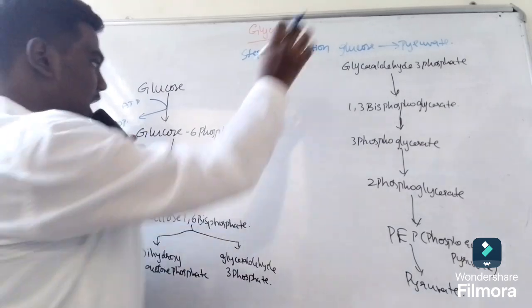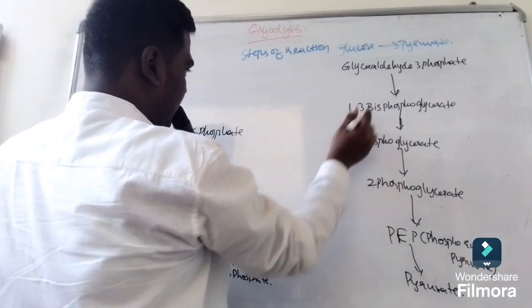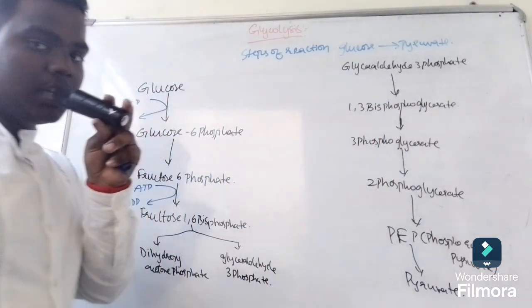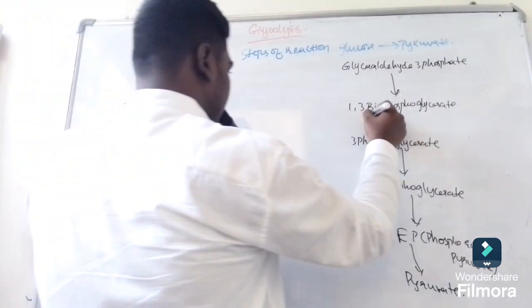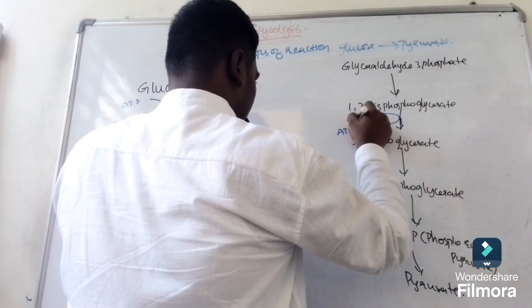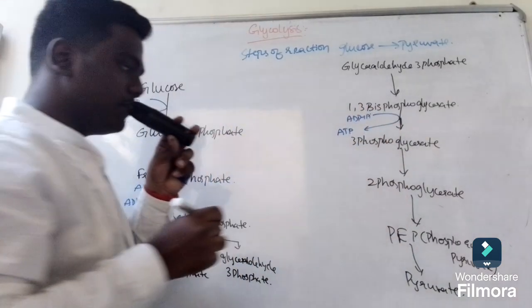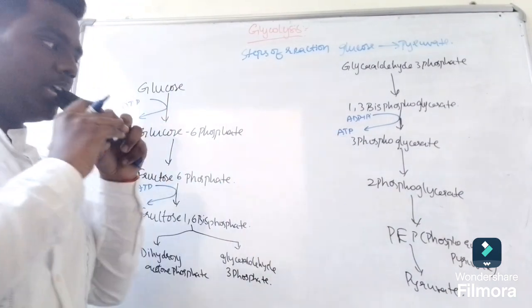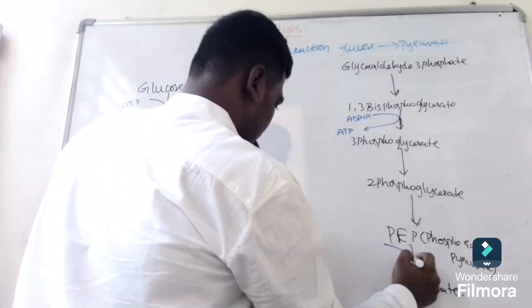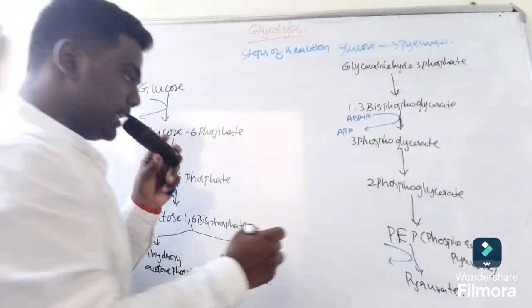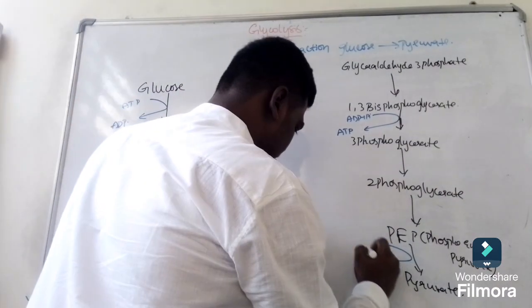At these two steps, that is the conversion of 1,3-bisphosphoglycerate to 3-phosphoglycerate, there is production of ATP. From ADP and inorganic phosphate, ATP is produced. And again in the last step, the conversion of phosphoenolpyruvate to pyruvate, ATP is produced.